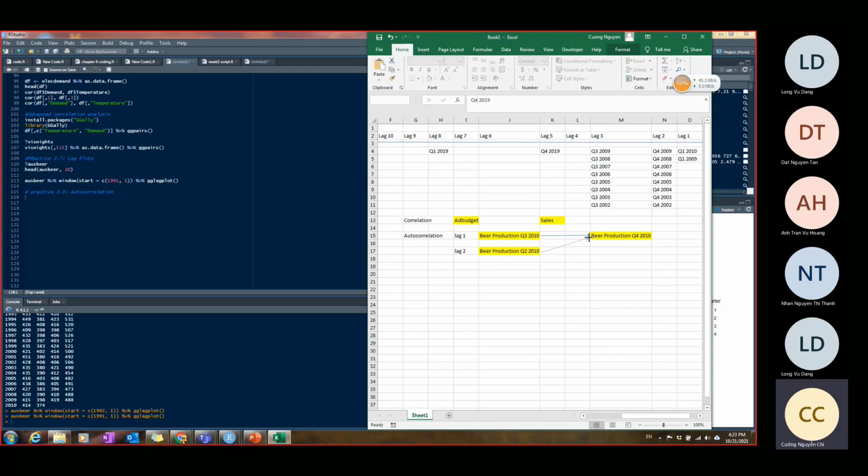So that means in a function, it is not just impacted by the most recent data, the last one, but it may be impacted by lag two, and even further, lag three, lag four. Maybe lag three is the beer production of the first quarter of 2010, which sometimes also has an impact on the beer production of quarter four of 2010. And the same thing happens again and again, even lag 5, lag 6, lag 7.